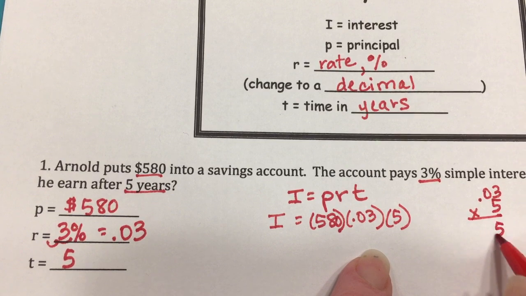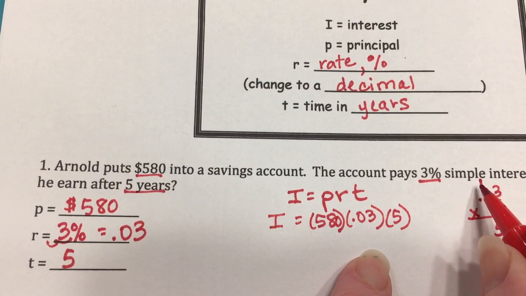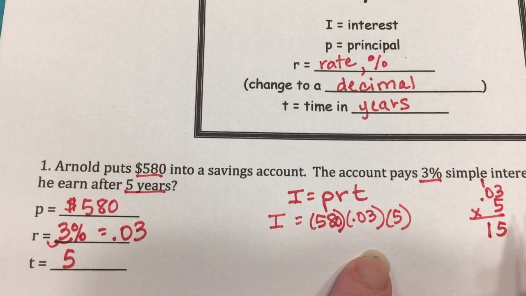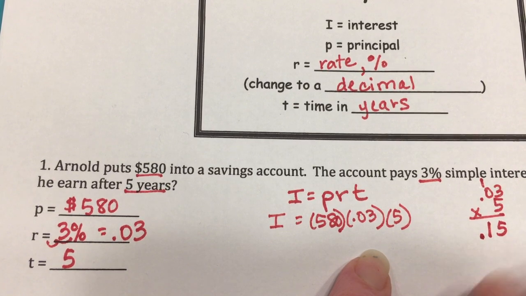5 times 3 is 15. Carry your 1. 5 times 0 is 0 plus 1 is 1. There are 2 decimal places in my problem, so I'm going to have 2 decimal places in my answer.